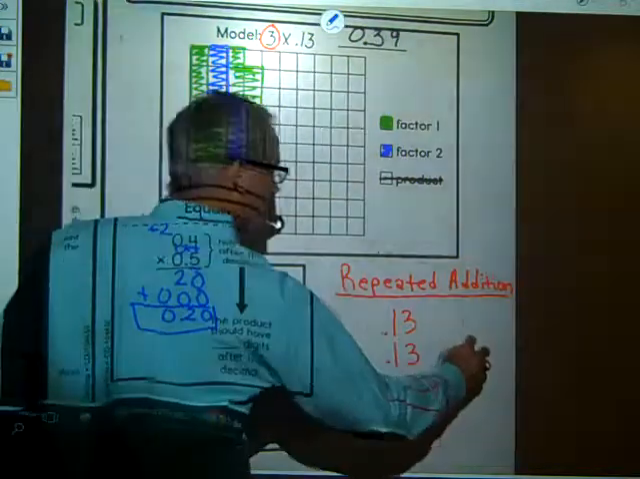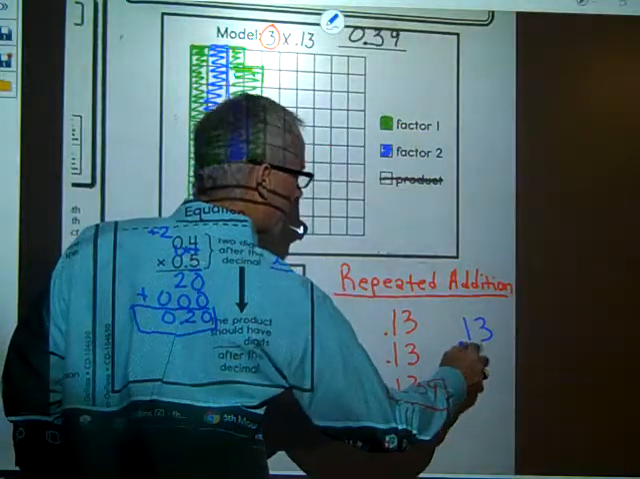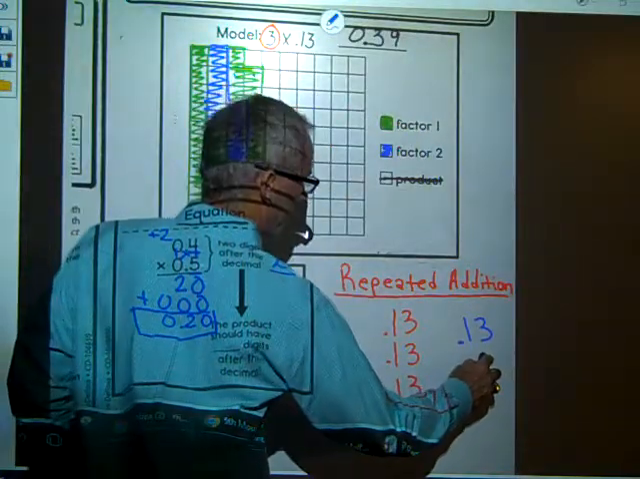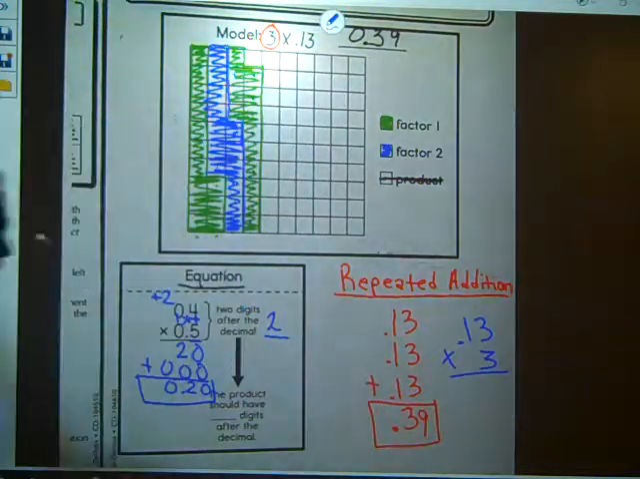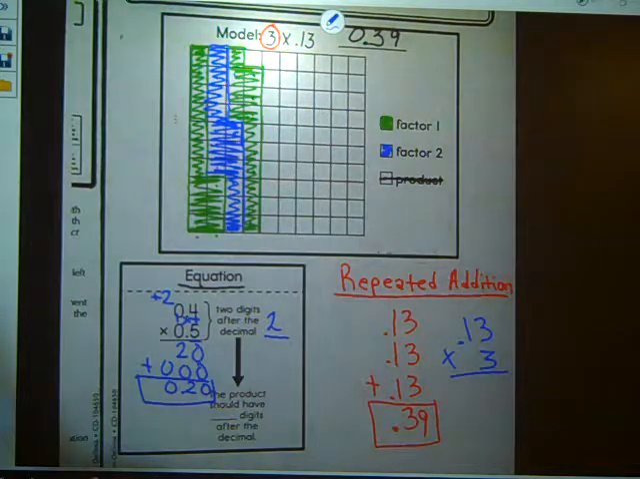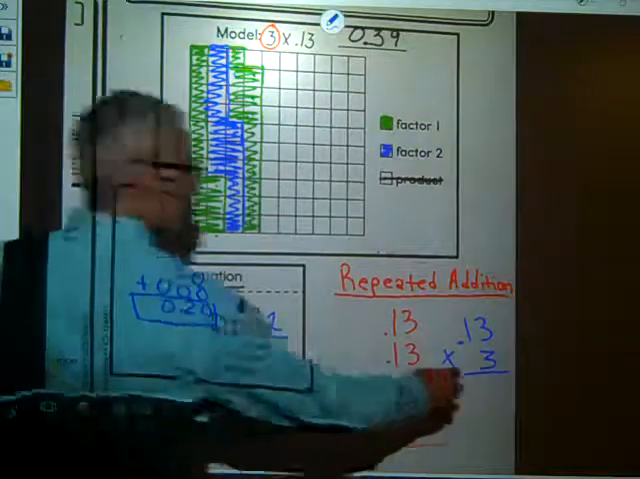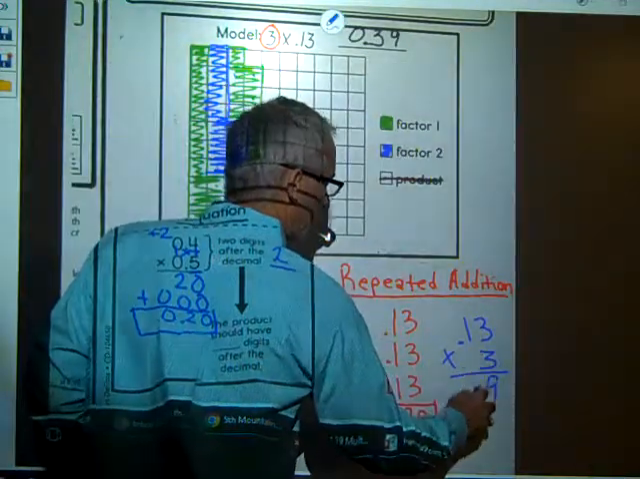Let's take 13 hundredths and multiply it by 3, right next to repeated addition. Multiply 13 times 3 real quick and tell me what you get. 39, right? Because 3 times 3 is 9. 3 times 1 is 3.